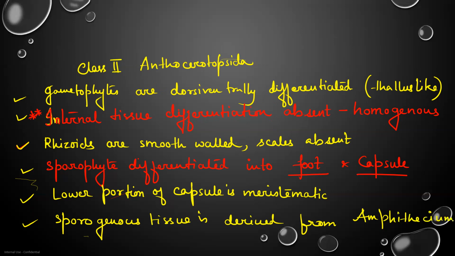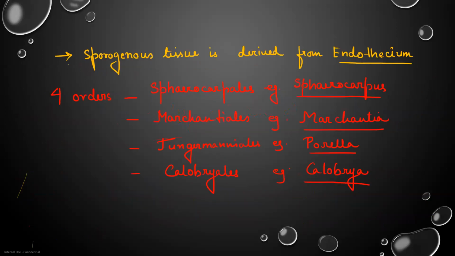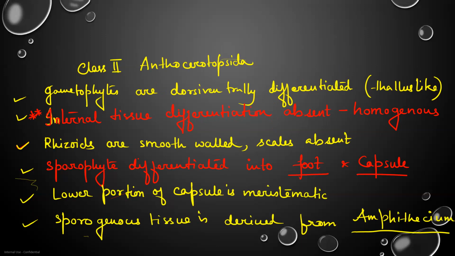Okay, sporogenous tissue is derived from amphithecium. Look here. For Hepaticopsida, sporogenous tissue was derived from endothecium. For Anthocerotopsida, it is derived from amphithecium of an embryo. Okay.